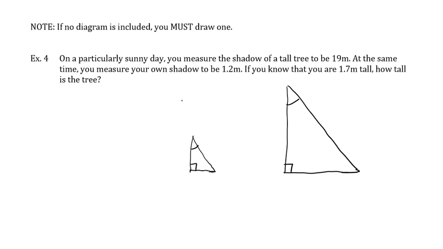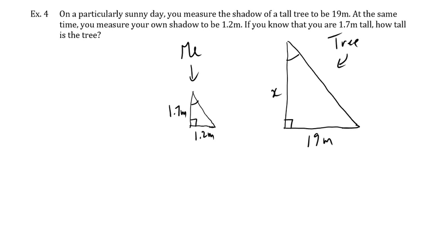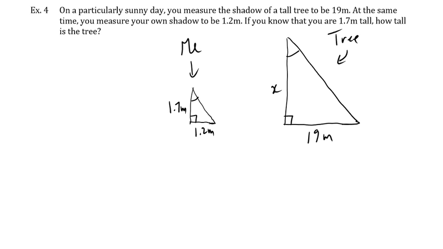So if this is like me, and this is the tree, right? So where does my height go? I know I am 1.7 meters tall, and my shadow is 1.2 meters long. And the tree has a shadow of 19 meters. And then I don't have to say let x represent the height of the tree, but I have to put x into the diagram. Is that good with everybody? And in this case, you can label these A, B, C, D, E, F and do the whole thing. But usually with these, it's really easy to tell which goes with which.